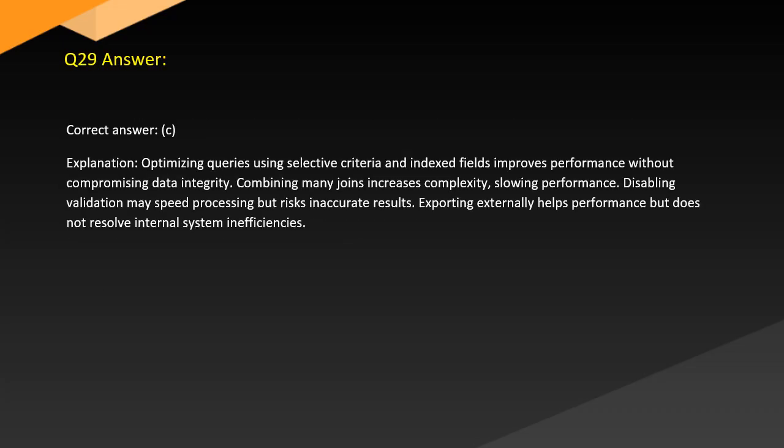Answer. Correct answer: C. Explanation. Optimizing queries using selective criteria and indexed fields improves performance without compromising data integrity. Combining many joins increases complexity, slowing performance. Disabling validation may speed processing but risks inaccurate results. Exporting externally helps performance but does not resolve internal system inefficiencies.